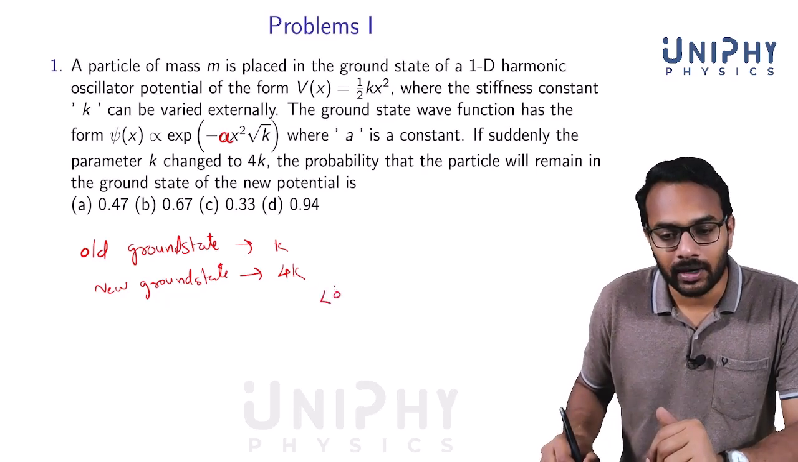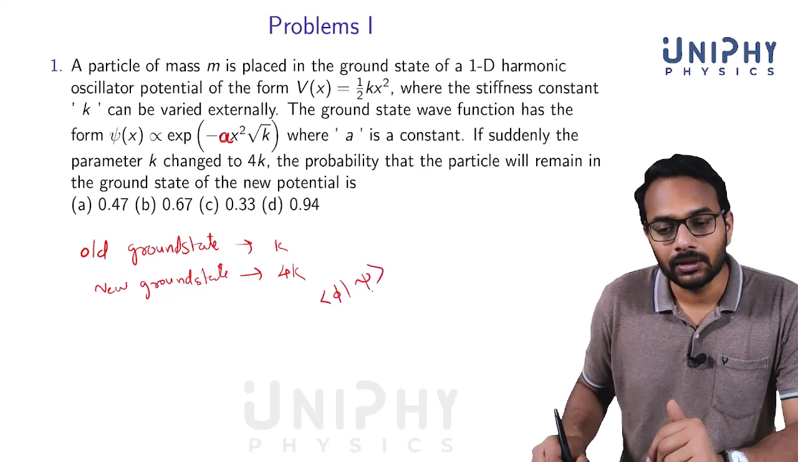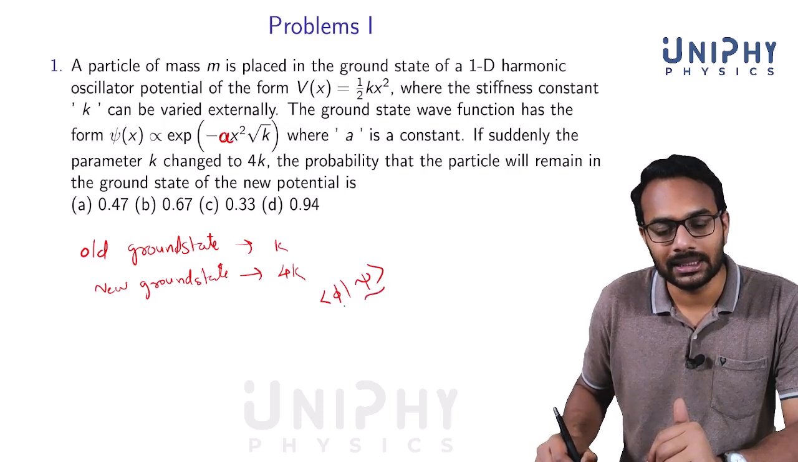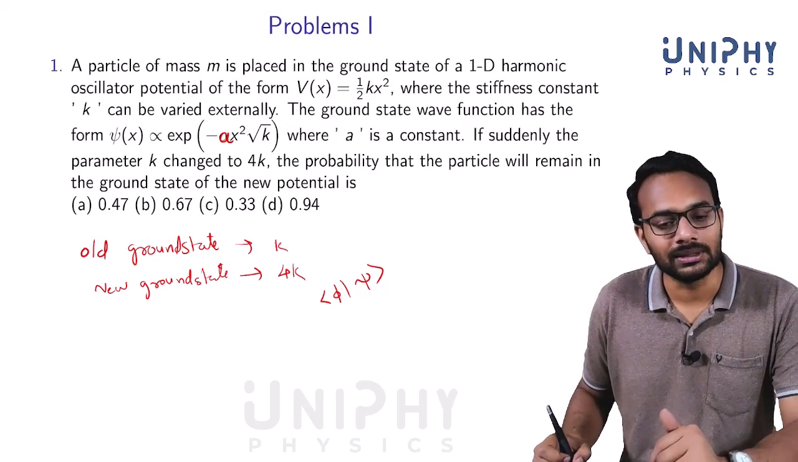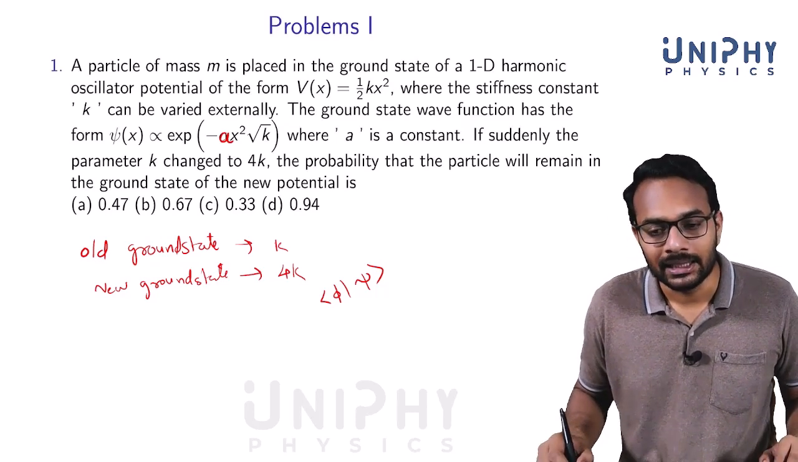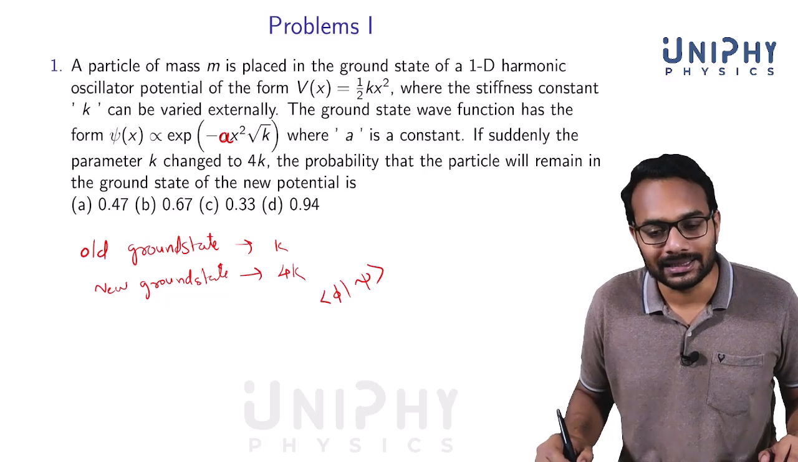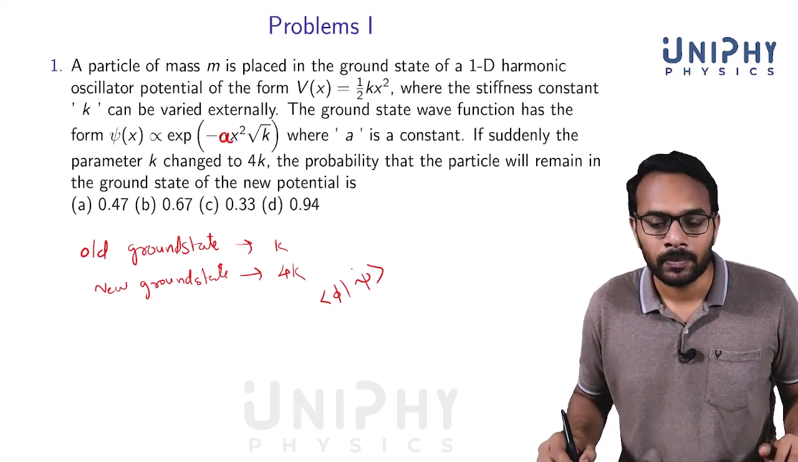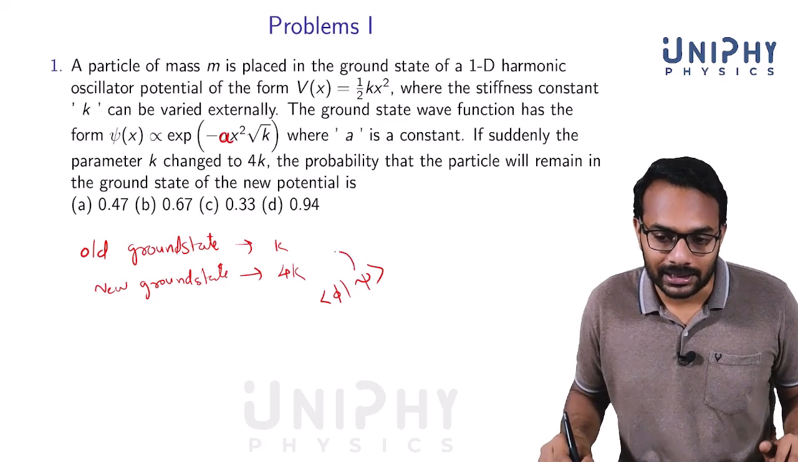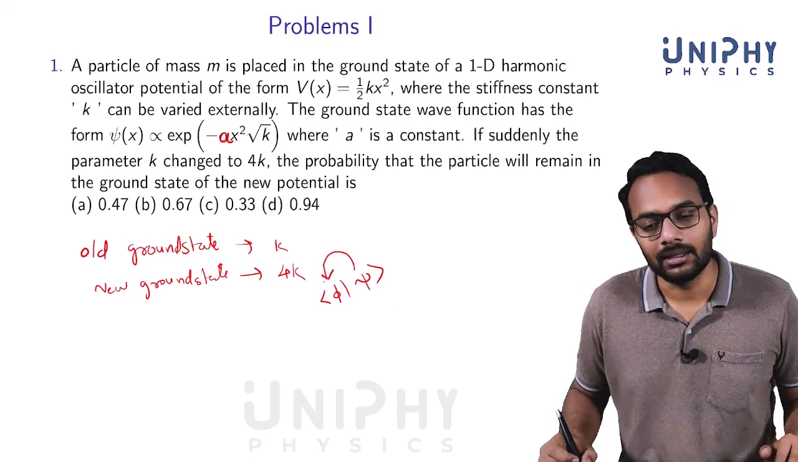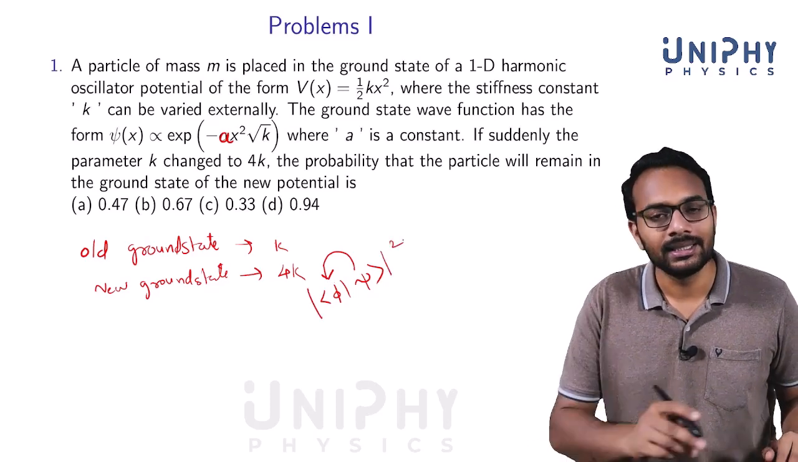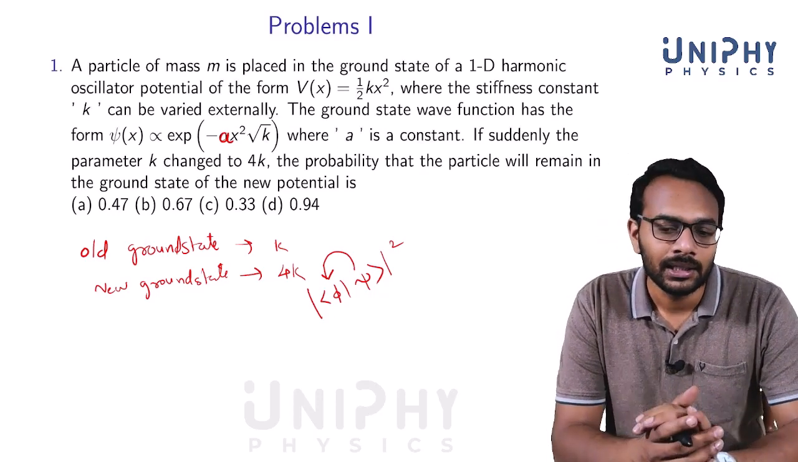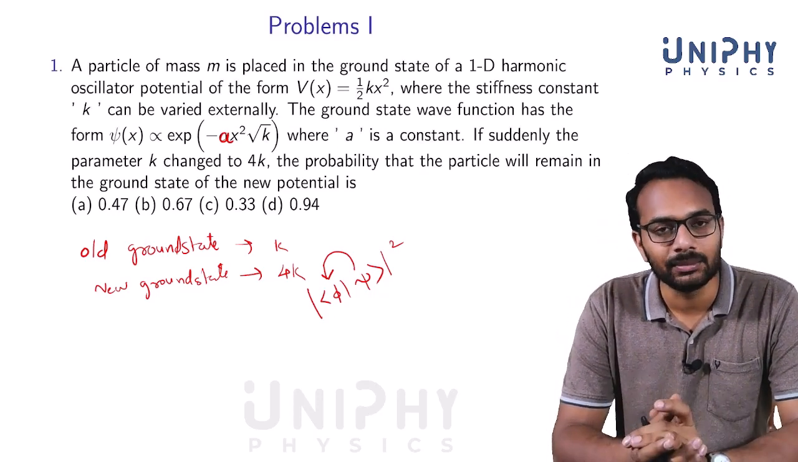So if phi is the new ground state and psi is the old ground state, then the probability for finding the particle in the new ground state after making a measurement of energy, as we had discussed, is found by projecting the initial state onto the new ground state. This will give you the expansion coefficients, and if you take the modulus square, this will give you the probability for finding the quantum mechanical system in the new ground state.